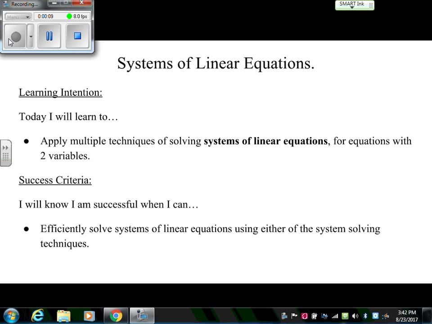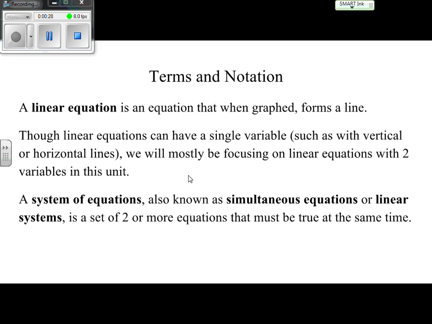Our learning intention is that we are going to learn to apply multiple techniques of solving systems of linear equations for equations with two variables, and that should be reviewed. So again, we're applying techniques that we already know to solve these equations, and we'll know we're successful when we can efficiently solve linear equations using either of the system solving techniques discussed in this video.